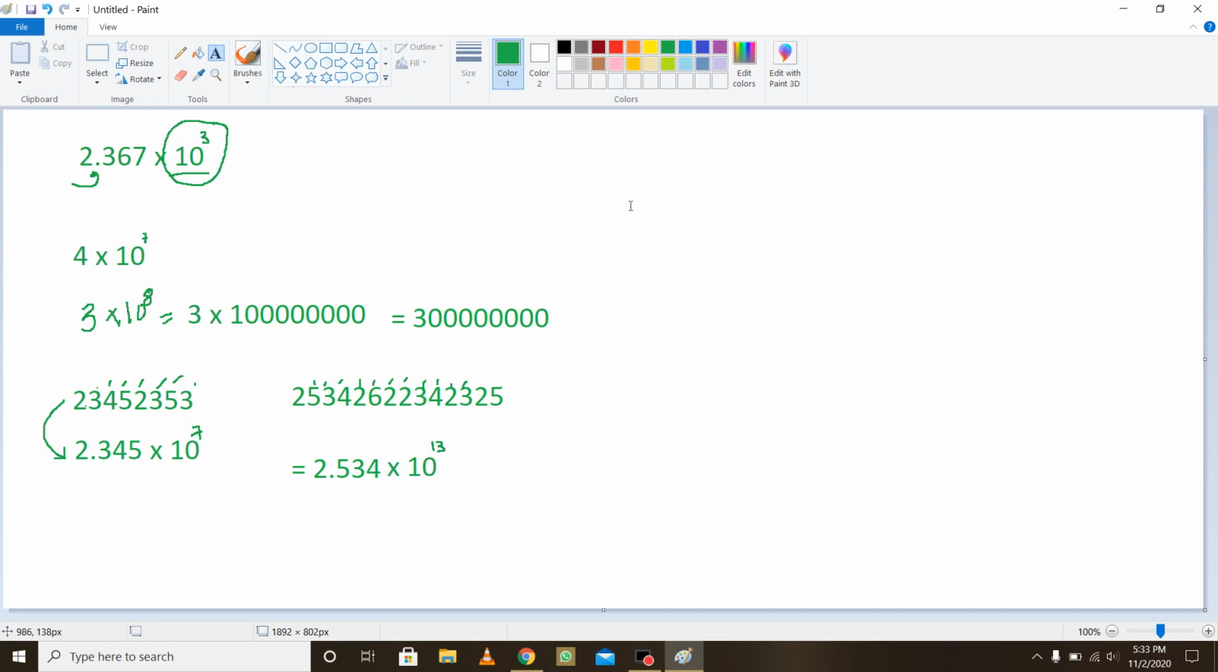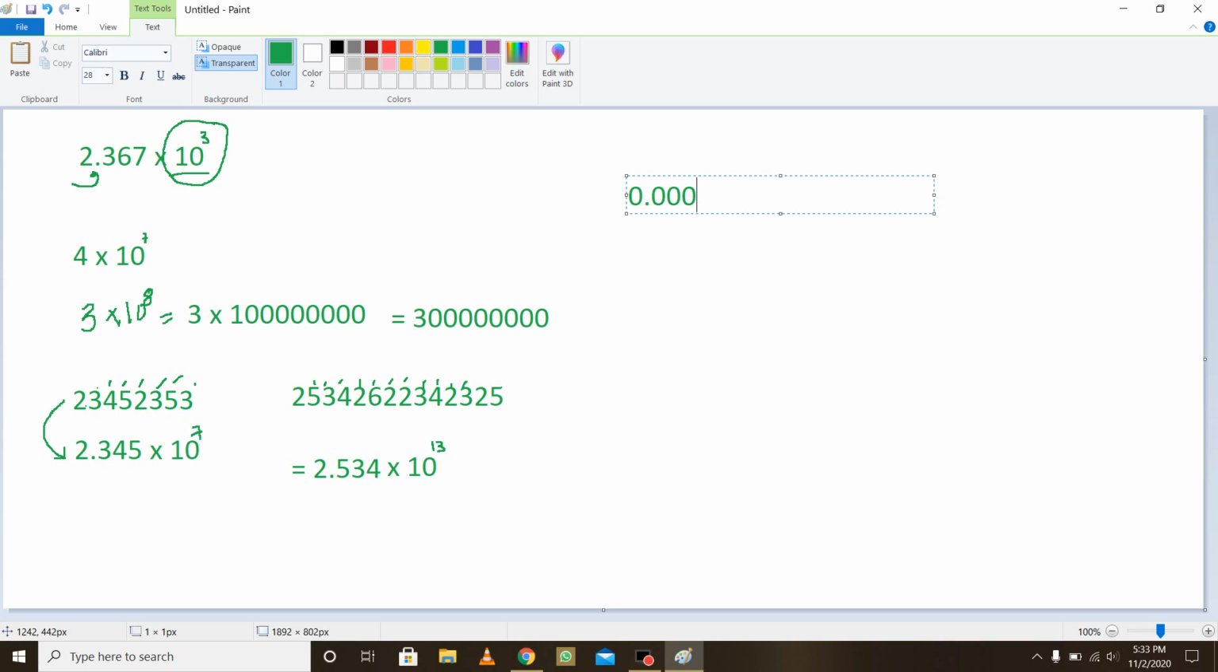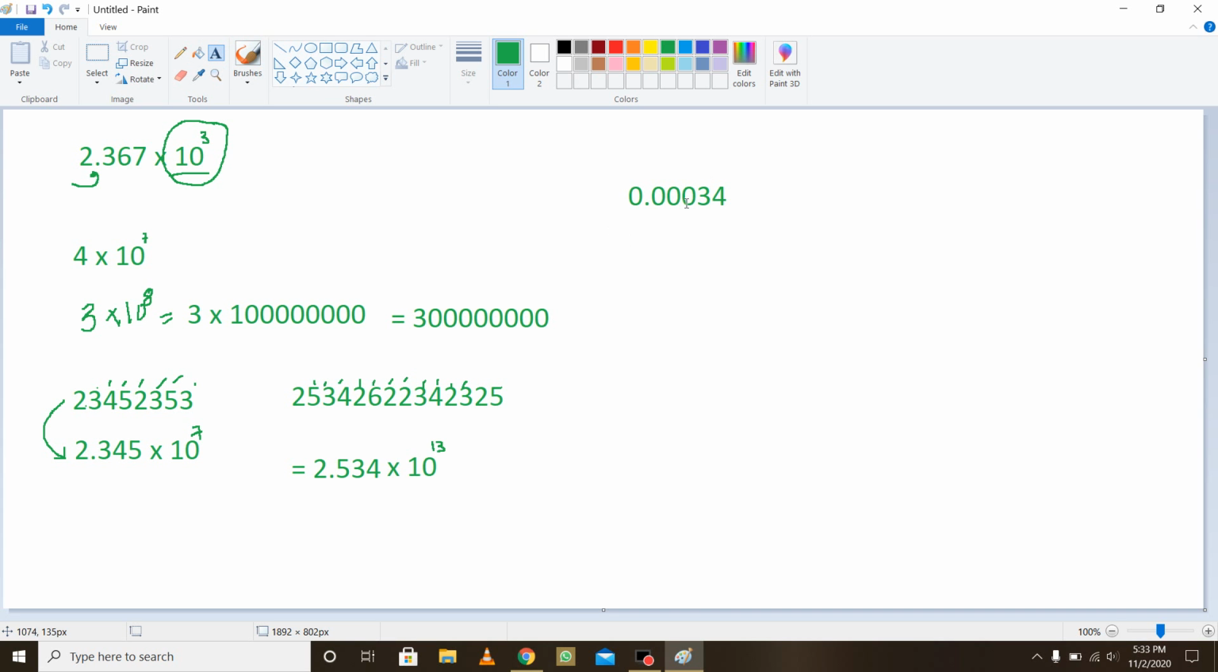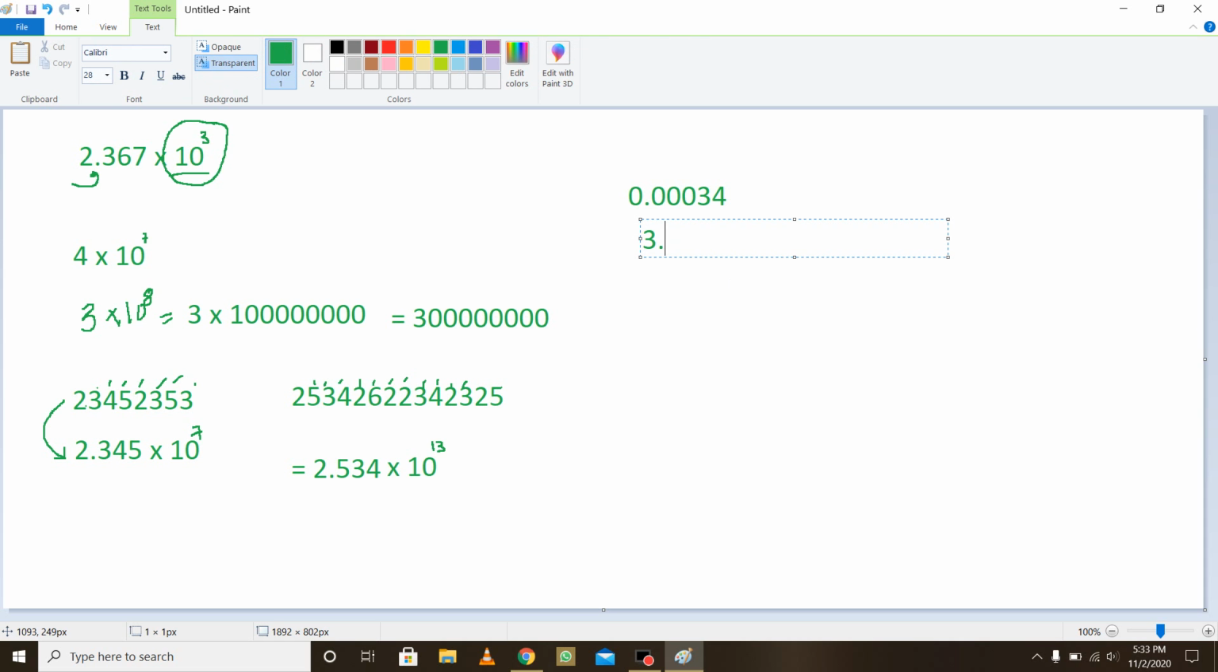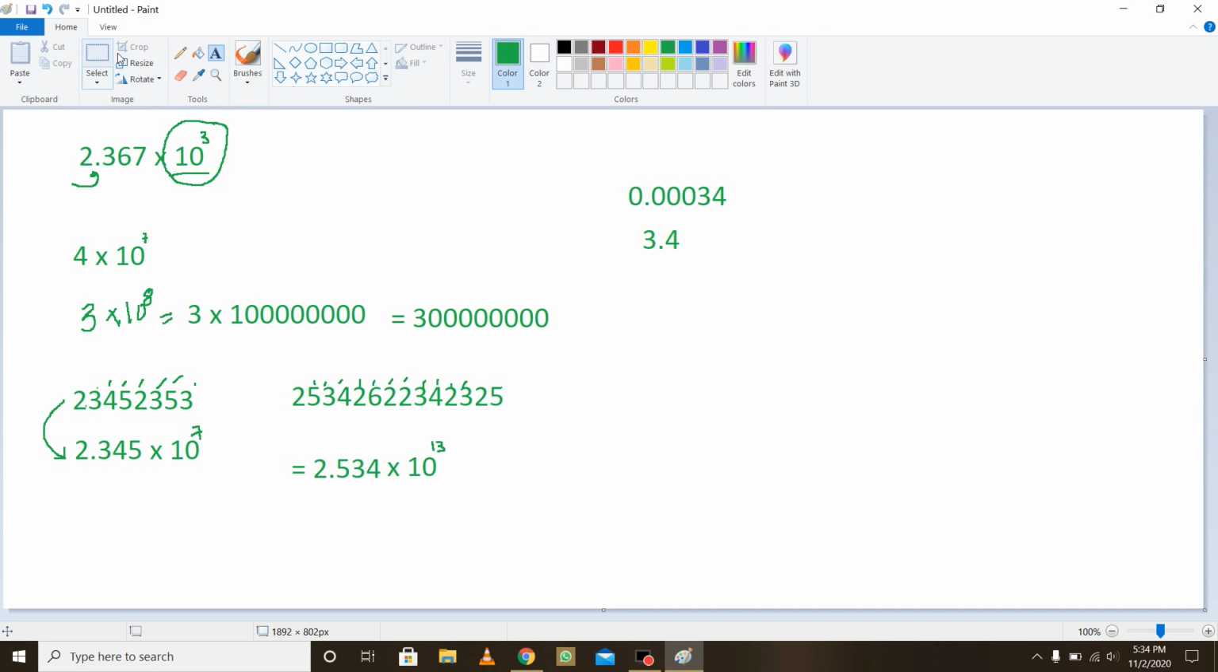The other examples are numbers in this shape. Again, the methodology would be the same. We have to place the decimal after the first nonzero number, which is 3. So we place the decimal here. Then we count the number of places the decimal has jumped: 1, 2, 3, and 4 times. Or you can say the number 3 jumped 4 times to get to the left side of the decimal. So we write 3 into 10 raising power minus 4.